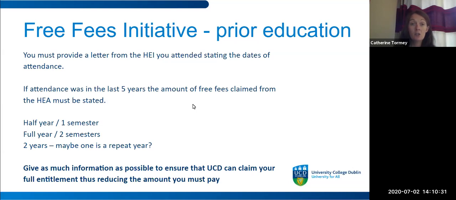Or if you attended for 2 years, but one of those years was a repeat year of study, ensure that that's put in to the letter so that you can claim your full entitlement. In that scenario, you would only lose 1 year of funding and not the 2 years because the second year was a repeat year of study. So it's really important to get as much into that letter as possible to ensure that UCD can claim your full entitlement, which will reduce the amount that you must pay.